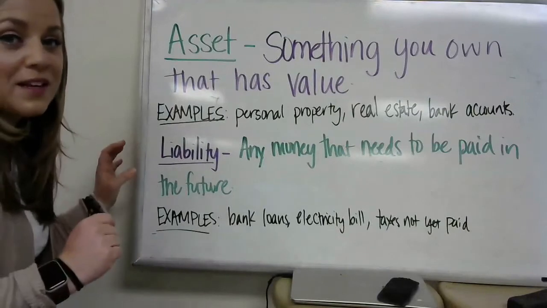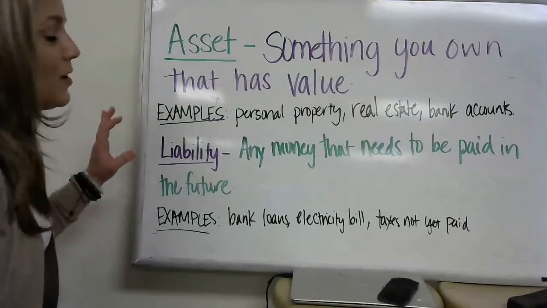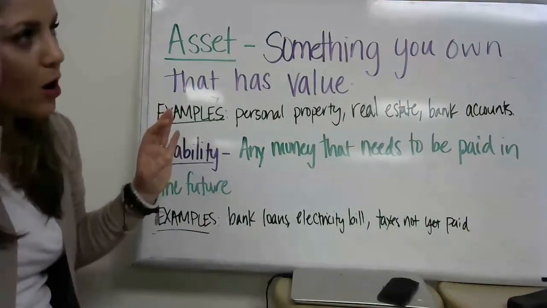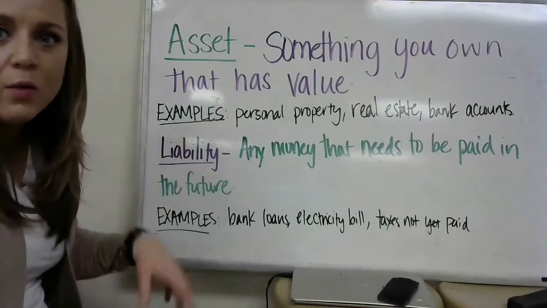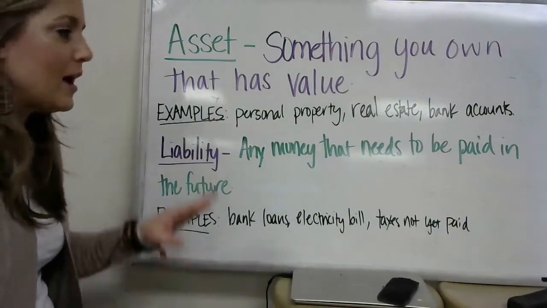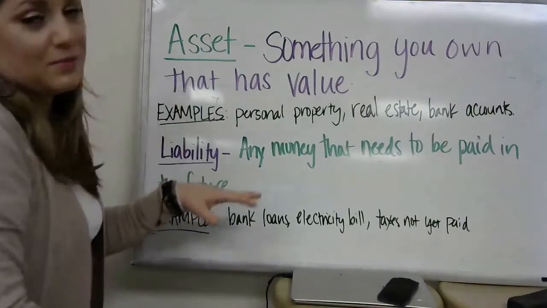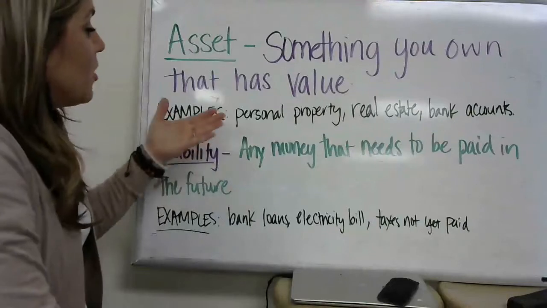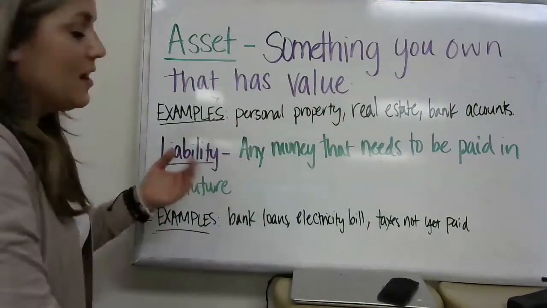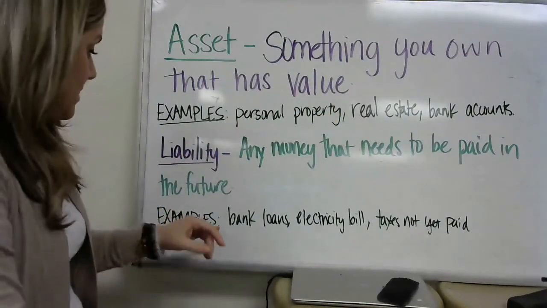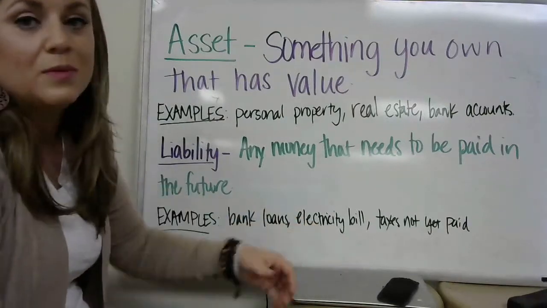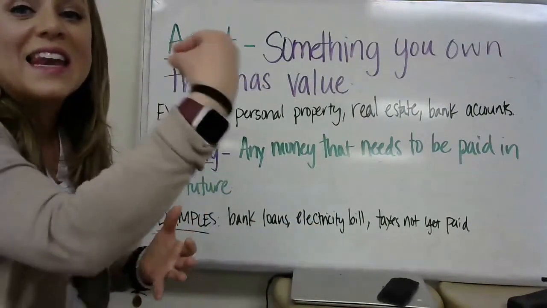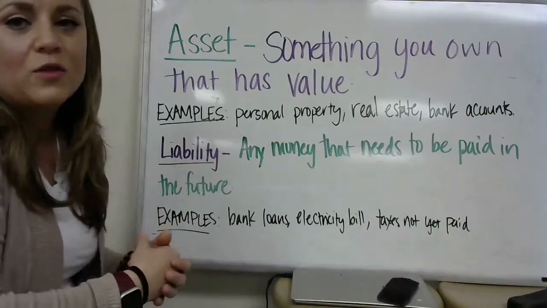Then we have liabilities. It's going to be the opposite of an asset. I know you've heard people say, oh, that woman right there, she's a liability. This is what that means. It doesn't mean money, but it means she's not helping you. A liability is any money that needs to be paid in the future. Examples: bank loans, electricity bill, taxes not paid, things that need to be paid in the future.